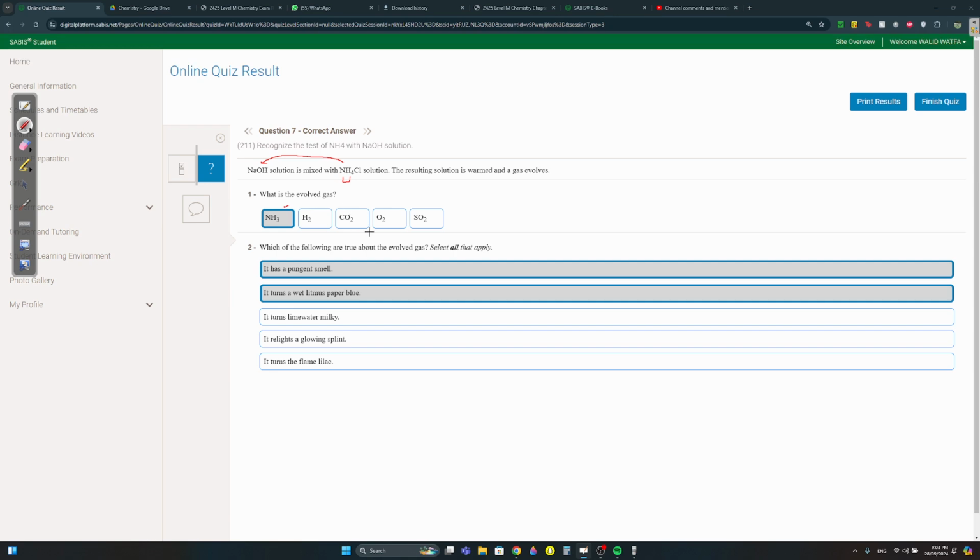What's true about the gas? It has a pungent smell and turns blue litmus paper. Does it turn lime water milky? No, that's for carbon dioxide. Does it relight a glowing splint? No, that's for oxygen. And does it turn the flame lilac? No, that's for potassium.